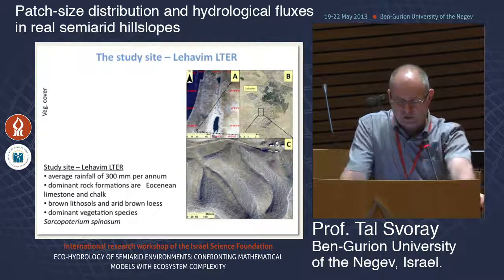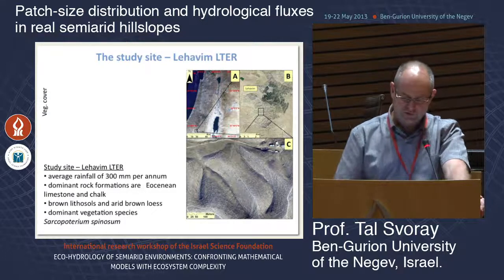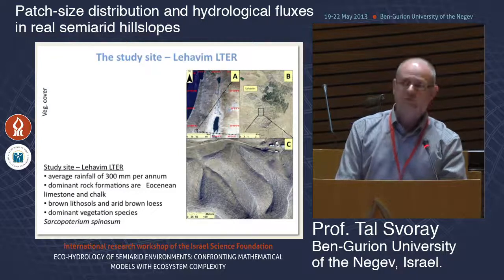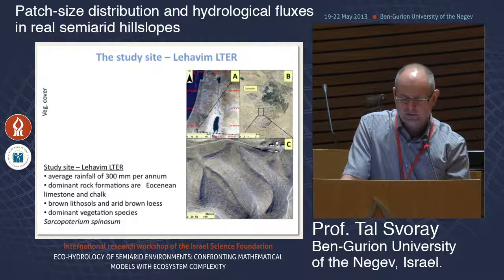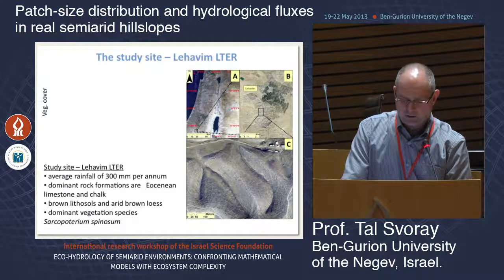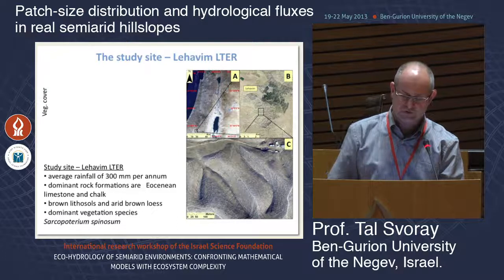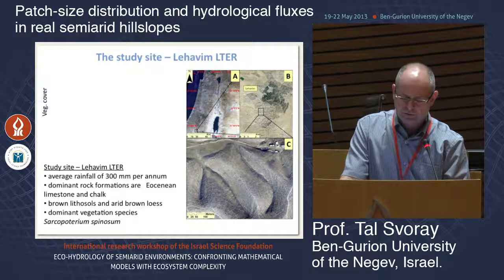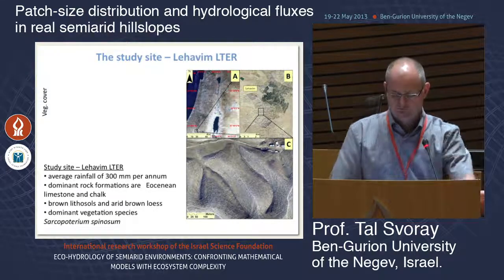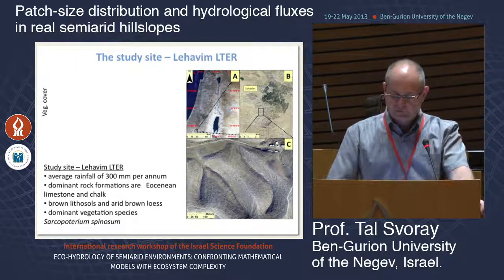So it's Lehavim LTER, around 300 millimeters per annum. The rocks are carbonates, lithosols are the soils, and the dominant vegetation species is Sarcopoterium spinosum. And one of the more interesting facts about this area is that only since 1976 it's regulated in terms of grazing effects. Before 1976, it suffered very heavy grazing, and you see that the vegetation cover was around 5%. Since it was regulated, the vegetation cover increased up to this plateau of 25% in 1994, and since then it doesn't change at all, despite the fact that the grazing is still regulated and it's mild. So we'll get back to this later.